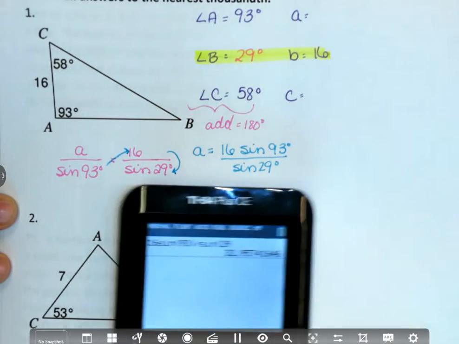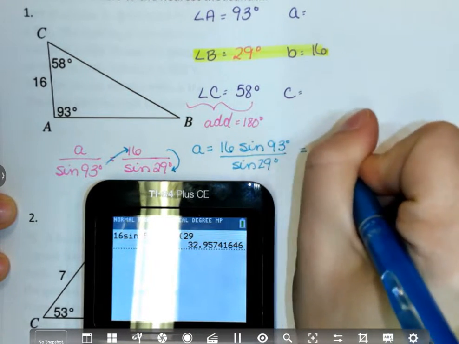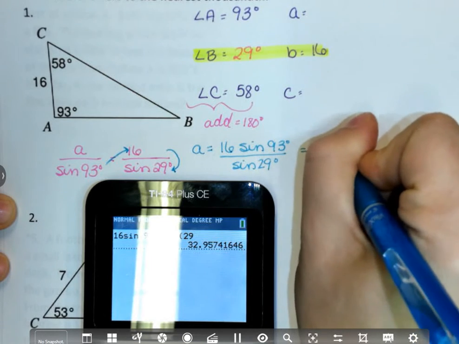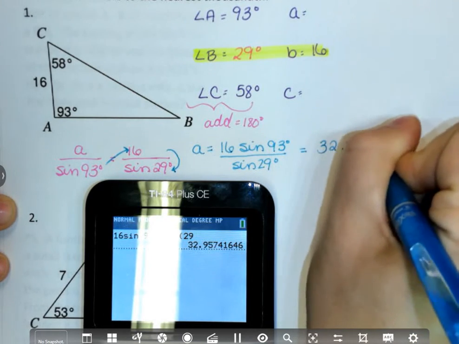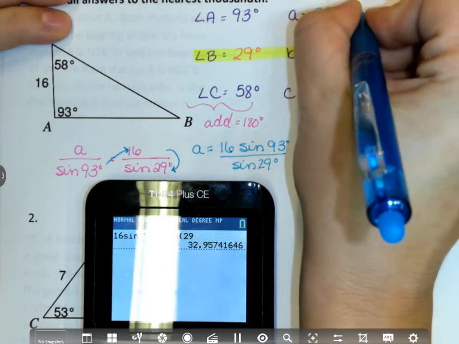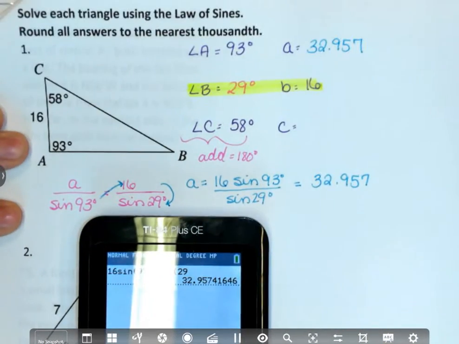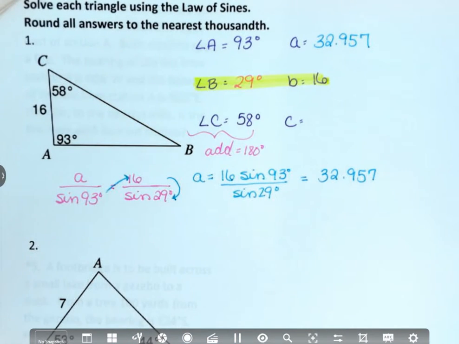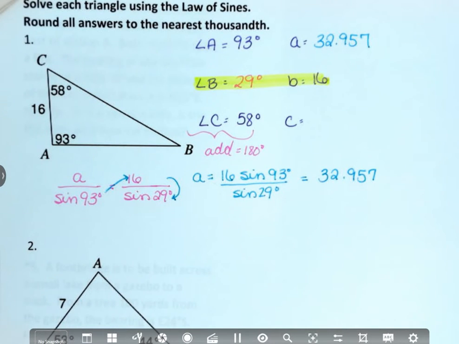There's your A. Rounding it out to the nearest thousandth, I get 32.957. Look, it's right here. 32.957. Not too horrible. And this is not.